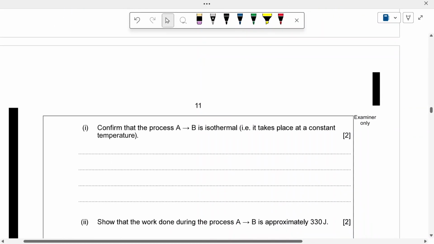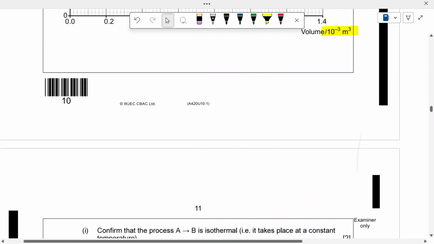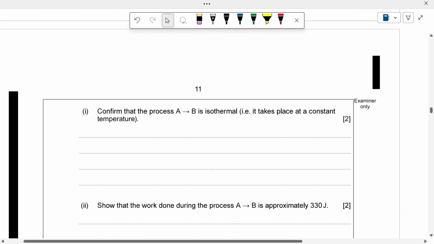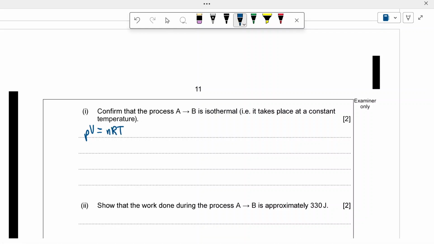Confirm that the process A to B is isothermal. So let's have a look at A to B. In order to confirm this, the equation that we'll use is PV equals nRT, and n is constant. So constant temperature implies PV equals constant.